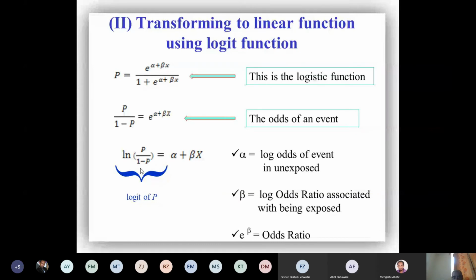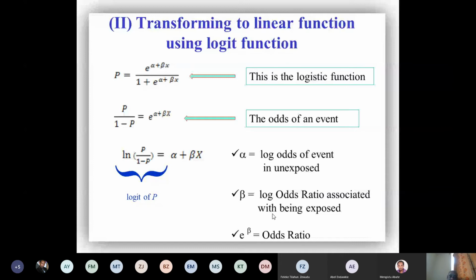If x is 0, meaning unexposed. When someone is exposed, we assign 1 for x. So in that case, beta times 1 is beta, so alpha plus beta. But let's take the unexposed group. For the unexposed group, x will be 0. 0 times beta is 0, so we would remain with alpha. So alpha is the logarithm of the odds of developing the disease for the unexposed group. What does beta mean? Beta is the logarithm of the odds ratio associated with being exposed.